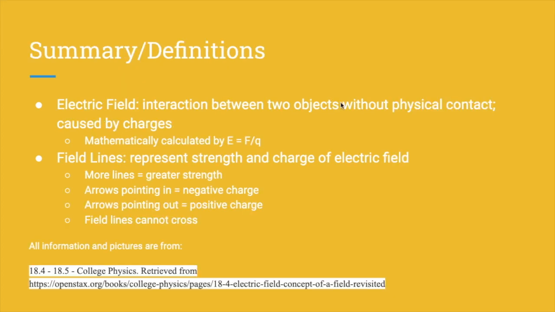So let's go over what we just learned. An electric field is an interaction between 2 objects without physical contact, and it's caused by charges. It's mathematically calculated by the electric field equals force of the field over Q, the positive test charge. And field lines represent the strength and charge of the electric field. More lines means there's greater strength. If the arrows are pointing in, it's a negative charge, pointing out, positive charge, and field lines cannot cross.